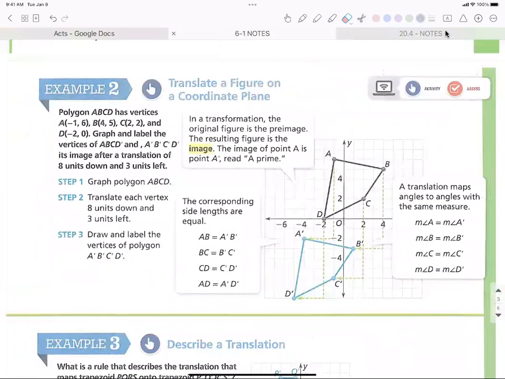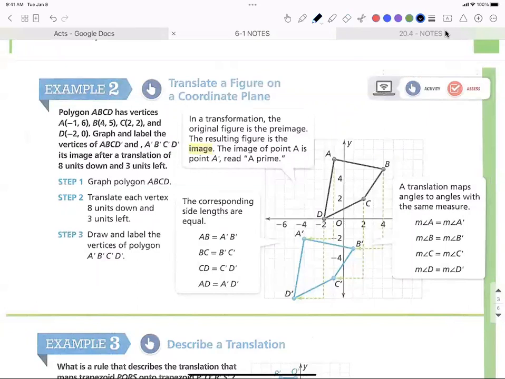In a transformation, the original figure is called the pre-image. Just think of pre-game, right? It happens before the game. So pre-image is the before image. And then when you're referring to the transformed image, whether it's translated, reflected, it doesn't matter how you do it, it's called the prime image, okay? So those are the terms that you'll get used to hearing.